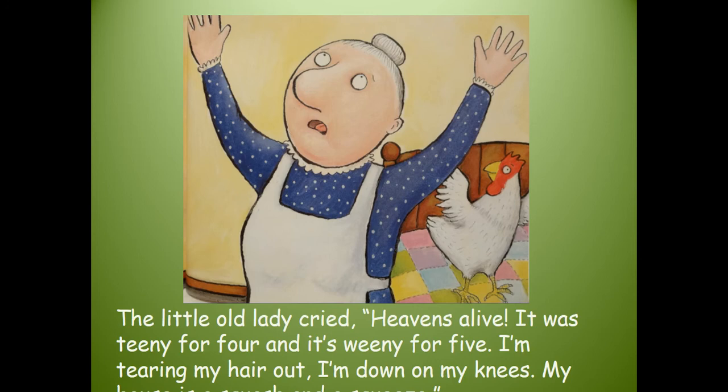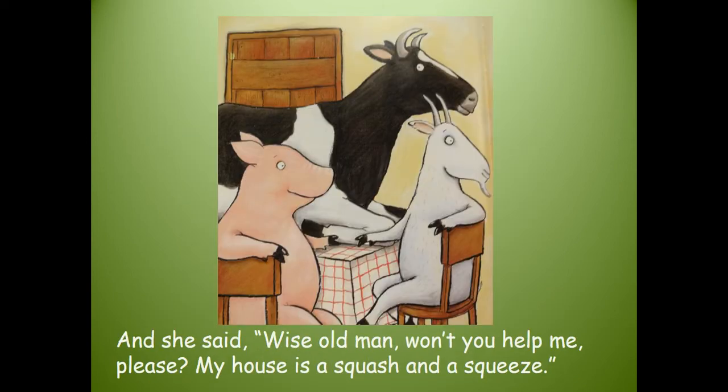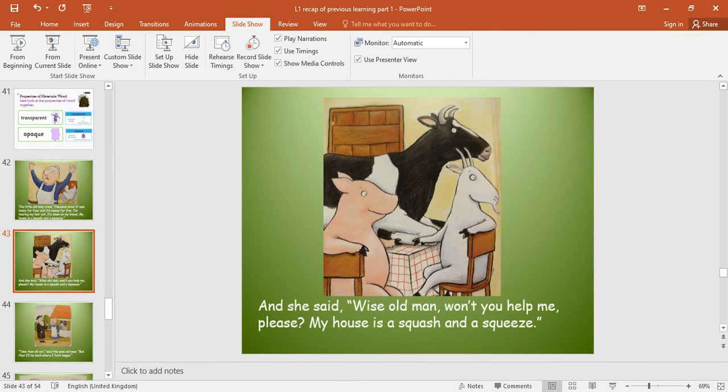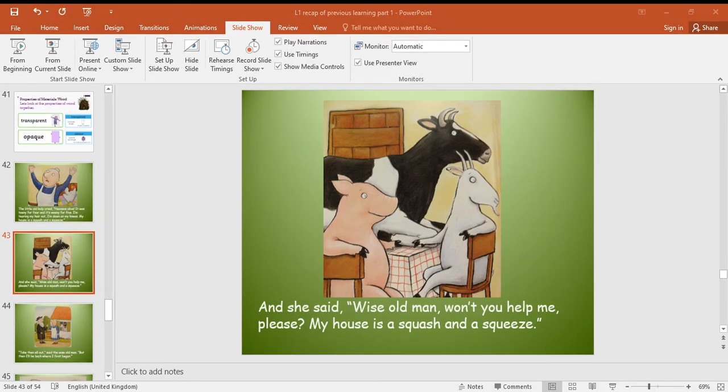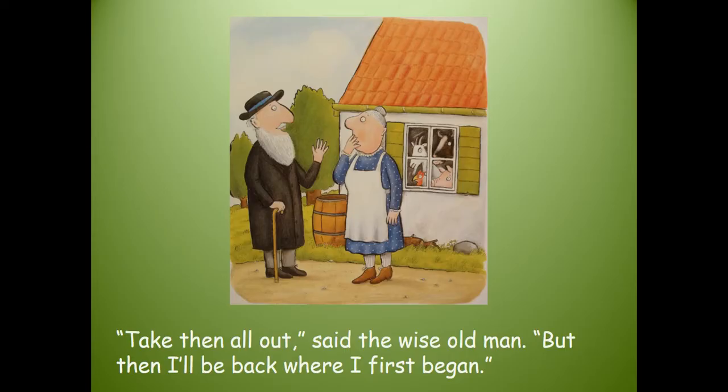The little old lady cried, "Heavens alive! It was Teeny for 4, and it's Weeny for 5. I'm tearing my hair out, I'm down on my knees. My house is a squash and a squeeze." And she said, "Wise old man, won't you help me, please? My house is a squash and a squeeze." "Take them all out," said the wise old man, "but then I'll be back where I first began."